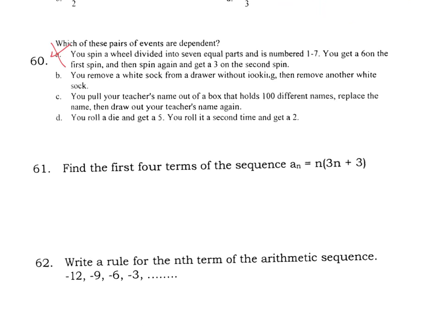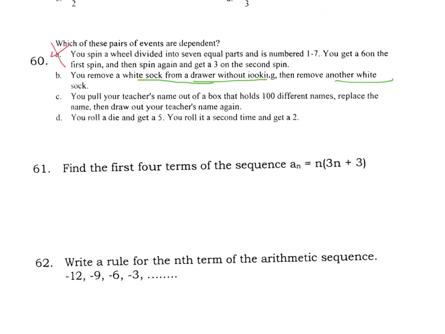Letter B, you remove a white sock from the drawer without looking, and then you remove another white sock. Well, those events are dependent, because when you pull the first sock from the drawer without looking, there are now fewer socks, so it changes all your probabilities on the second sock. Now, to be fair, this question should be a little more clear, and it should say you don't replace the sock, but I think it's loosely implied, but still maybe not a great question. So those would be the dependent ones.